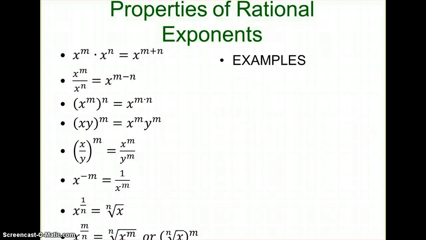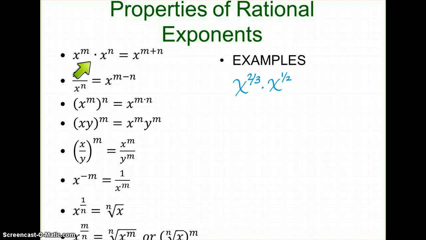Now I want to do a couple more examples using my properties of exponents. The first example is just using a basic property of exponents along with a couple of rational exponents. So I want to do x to the 2/3 power times x to the 1/2 power. Now, I want to combine this and simplify it.